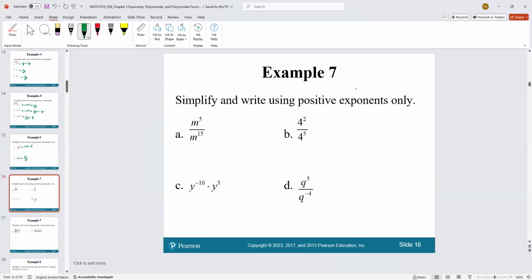We have more examples because in these examples, it would be a little bit different. If you look at A, we have m power 5 minus 15. That would be m power negative 10. Now you really need to flip it to make it 1 over m power 10.